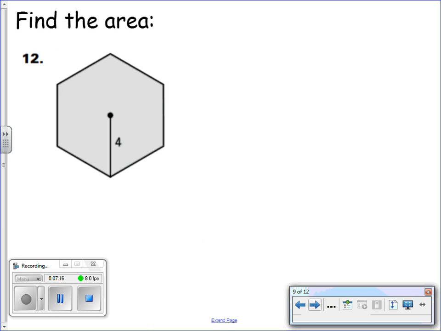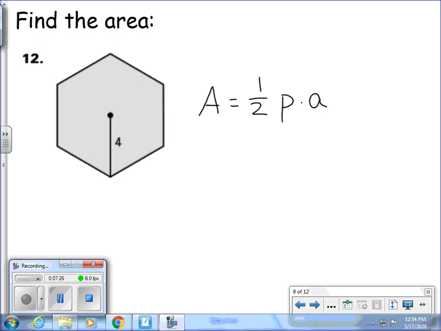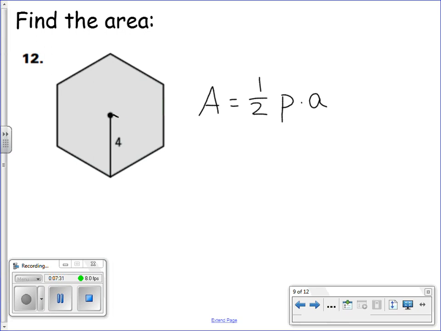Let's try that again. So area is equal to 1/2 perimeter times the apothem. Well, I don't see any triangles here, so I need to figure out what my central angle is. So I need to figure out what this angle measure is. Well, let's count the sides: 1, 2, 3, 4, 5, 6. So 360 divided by 6 is equal to 60 degrees.